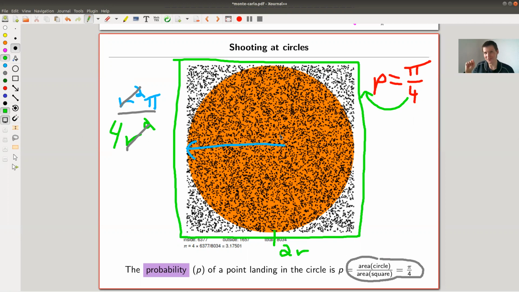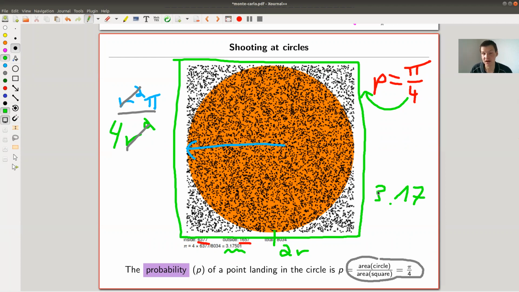You could do that in real life. If you take a dart and throw it on a rectangle where I've drawn a circle on it. But anyway, a computer has thrown 6,377 randomly generated points on the square, and the ones that land outside are 1,675, and so you get the probability p, and you can solve for pi, and you get a reasonable approximation of pi. So here pi is roughly 3.17 for the sample.